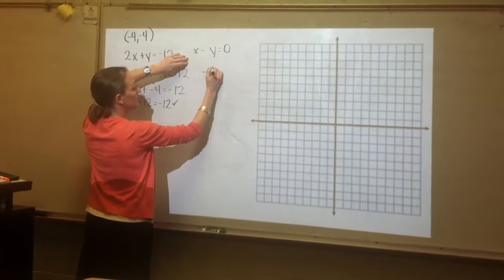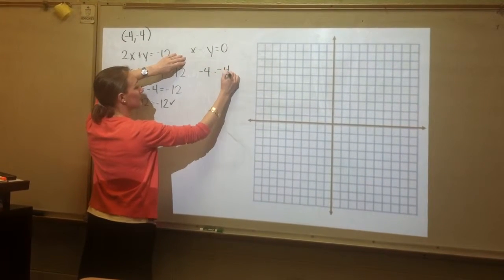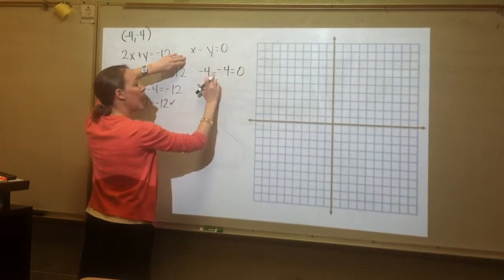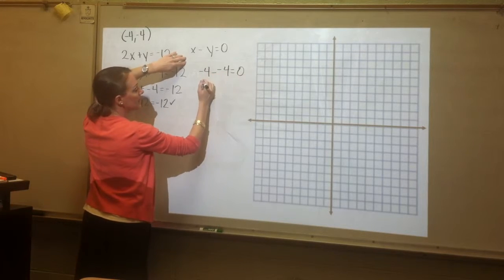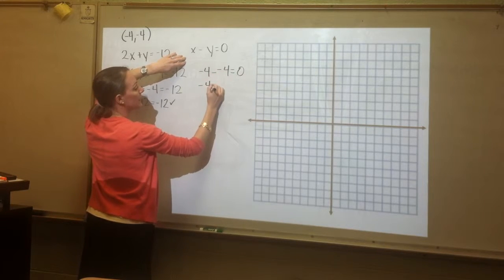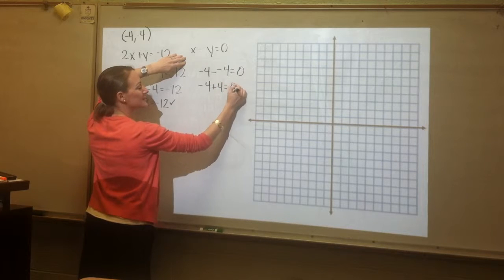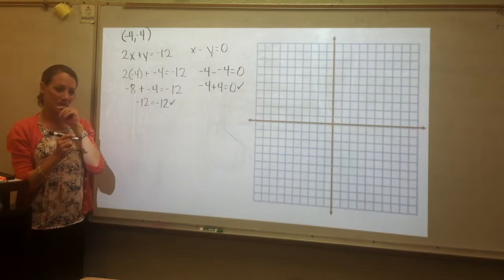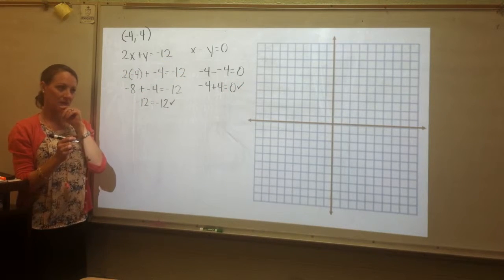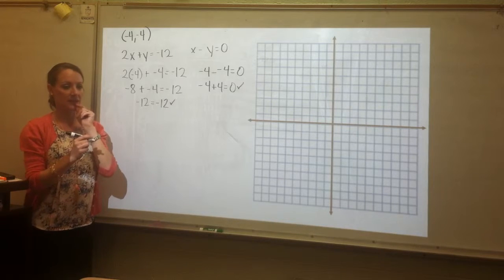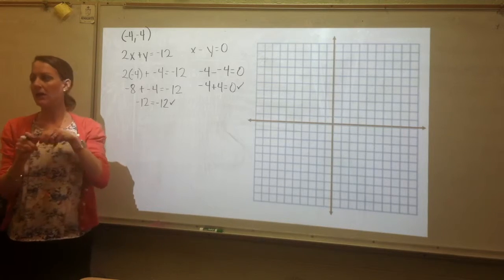-4 minus -4, does it equal 0? Well, the opposite of -4 is a positive 4. So -4 plus 4 equals 0. So that checks out. Oh, I did -4 minus 4. Gotcha. You okay there? Yeah. All right. Are we okay?